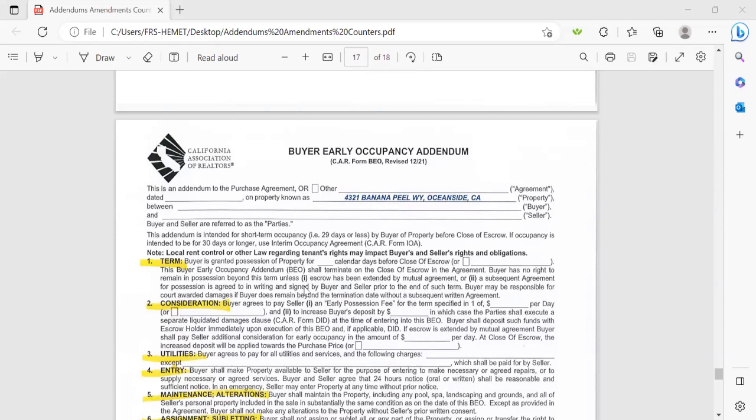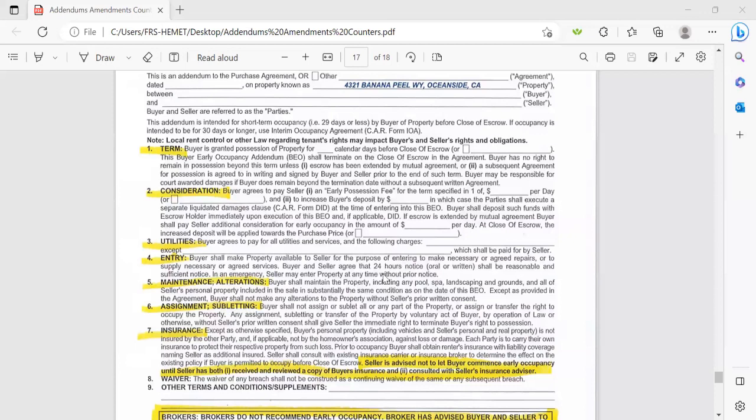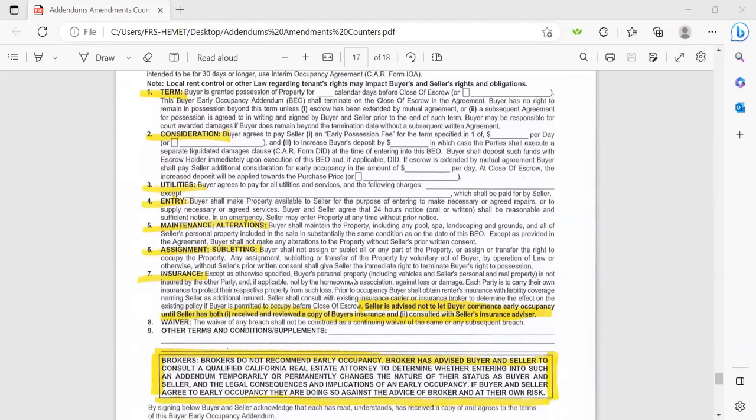Buyer is granted possession for 5 calendar days before close of escrow, or whatever. So they can decide on the days. In consideration, they agree to pay an early possession fee of how much per day. Buyer agrees to pay for all utilities and services. They will make the property available to seller for the purpose of entering to make repairs. So you're moving in early, but I can't get termite work done until next Monday. So we still need access to the property, maybe maintenance or alterations, insurance.